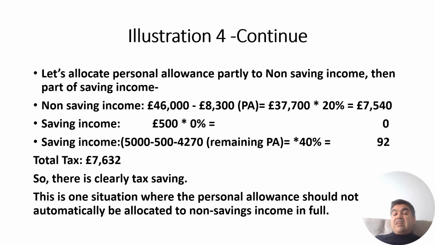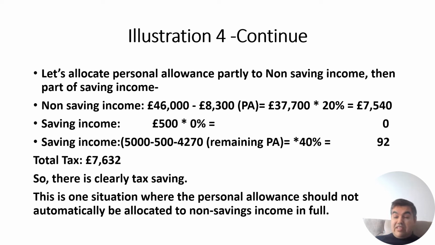Then take the saving income, £500 at 0% because of his personal saving allowance. Remember, his saving income is 5,000, and 500 was subject to 0%. Okay, and we are still left with personal allowance. Remember, we only used part of it against non-saving income. What is left can be used against saving income, and then you multiply by 40%. So in this case, your tax liability is 7,632, which is less than calculated in the previous slide.